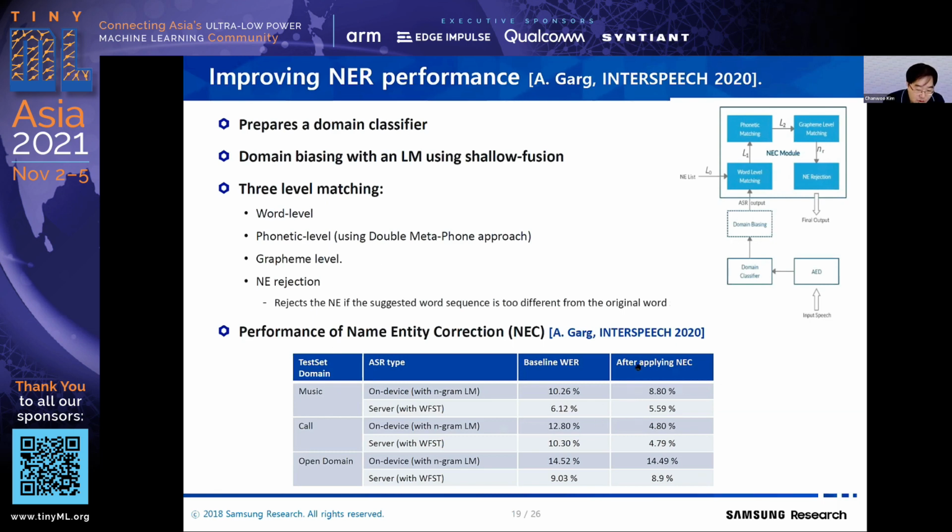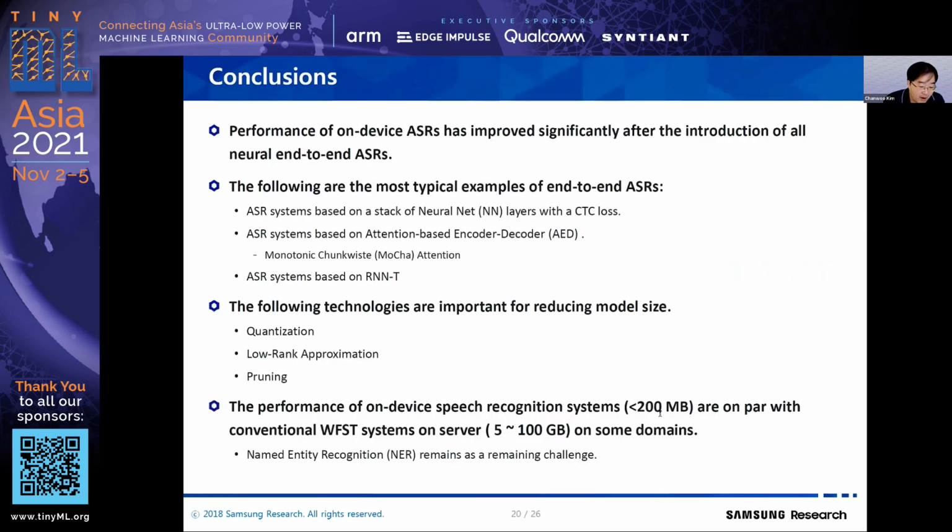As you can see in this table, for specialized domains like the music domain, which includes a lot of song names, by using this named entity correction mechanism, we can significantly improve the performance. This is the final page of my talk.